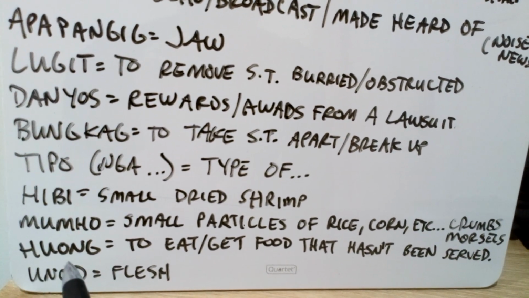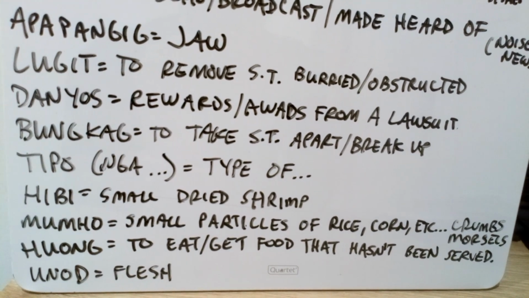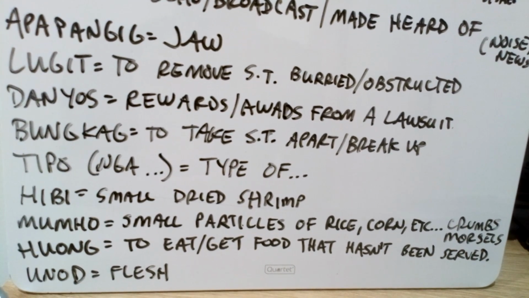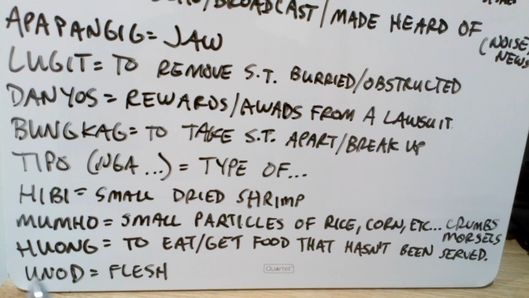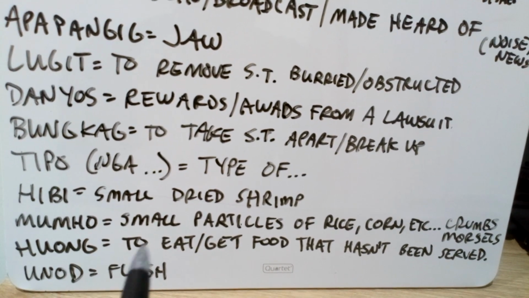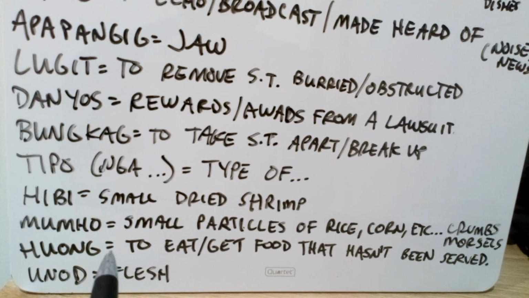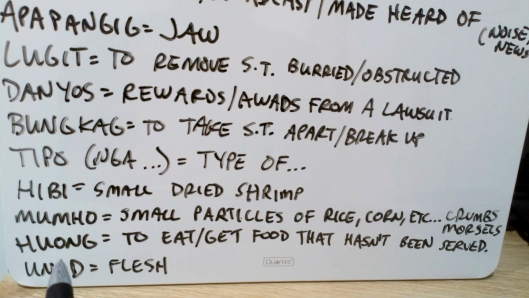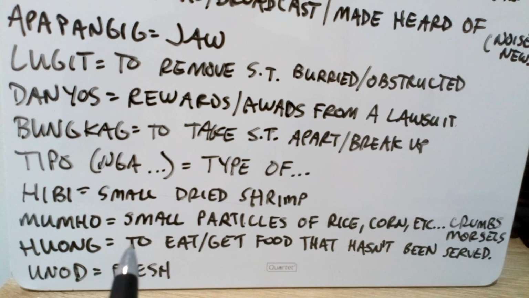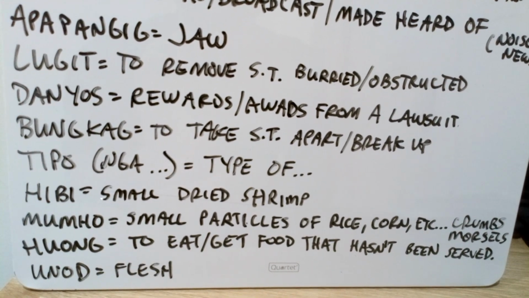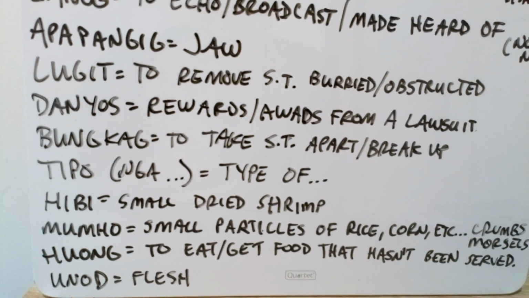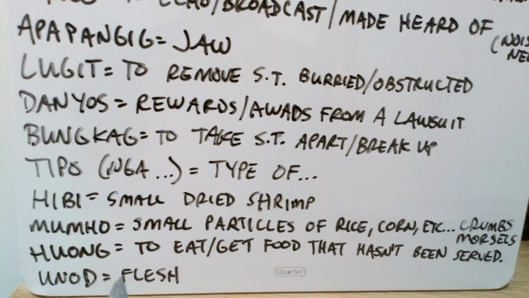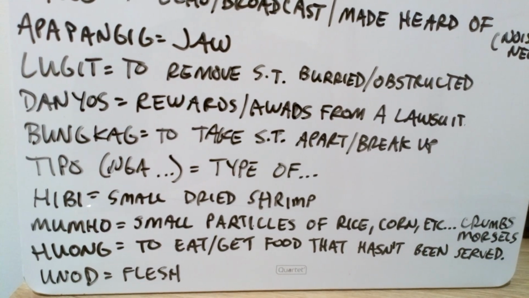Okay, listen, you can also use huong to taste what you are cooking, right? So if you're cooking something and you want to give it a taste to see if it's good, you can use huong, right? That doesn't just mean that, oh, I'm greedy, I'm going to eat food. I can also use huong to taste what I was cooking, to see if it needs more flavor, if it needs more salt or something like that. So you can also use that verb in that manner.